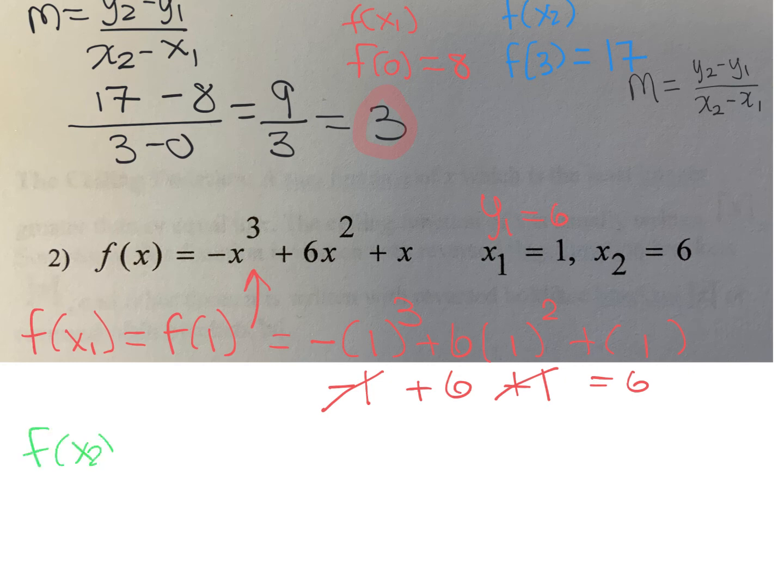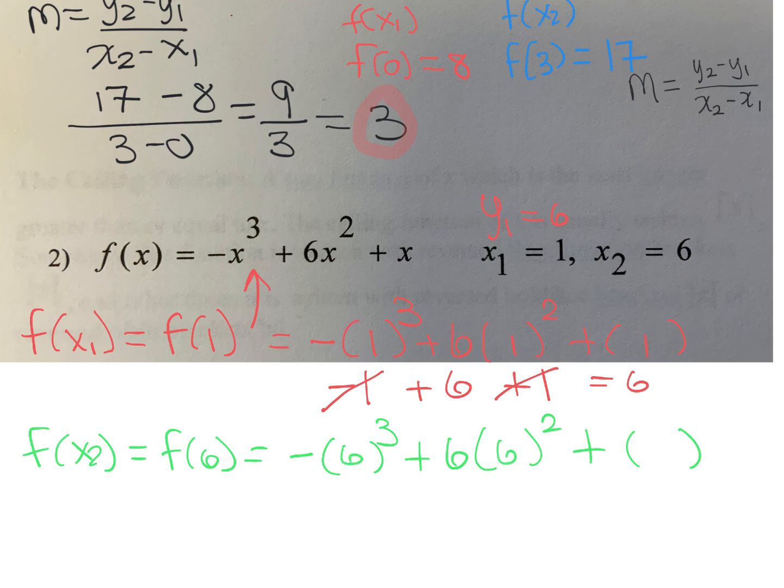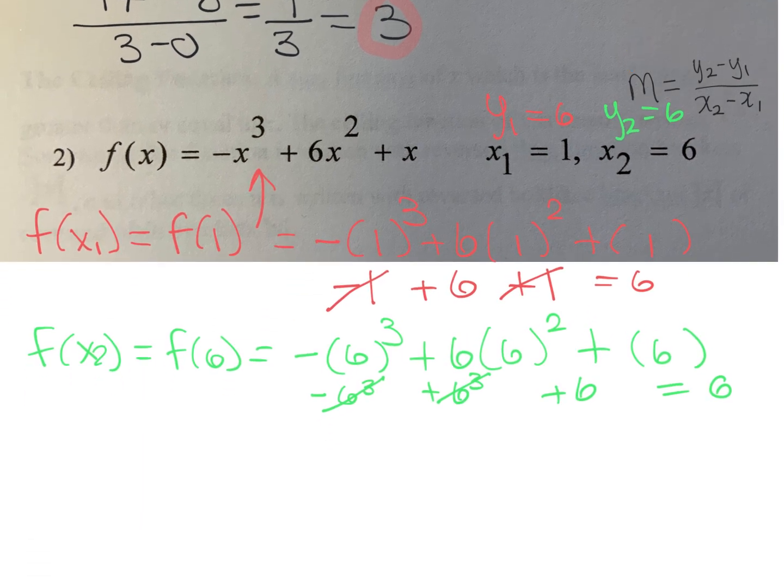F of x2 is going to equal f of 6. Again, negative something cubed plus 6 times something squared plus something. This something we're plugging in is 6. And I know you want to grab a calculator, but don't. Just watch. 6 cubed is something, but whatever it is, it's negative out front. And then right here, 6 squared times another 6 is a positive 6 cubed, plus 6. These undo each other, so you get 6. So y2 equals 6.